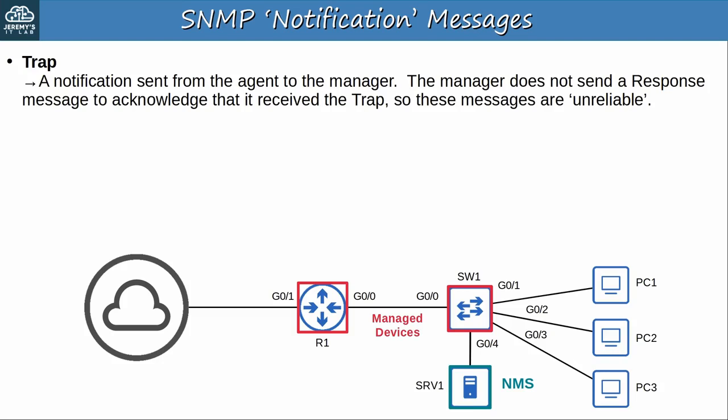I showed an example before, but here's another. Switch 1's G00 interface went down, so it sends a trap message to the NMS, server 1. That's it. No response is sent to switch 1. This trap will probably appear as an alert in the SNMP application on server 1, and perhaps it will send an email notification to the network admin or something like that.